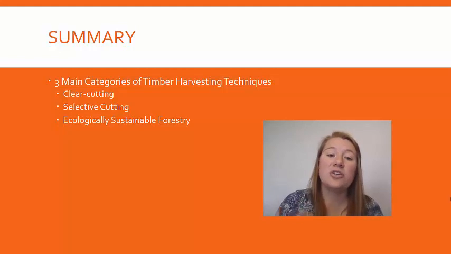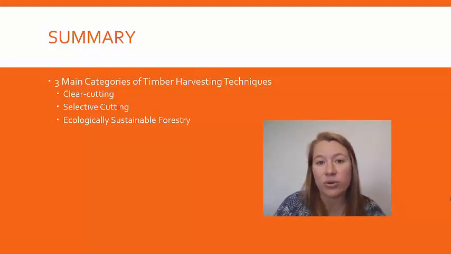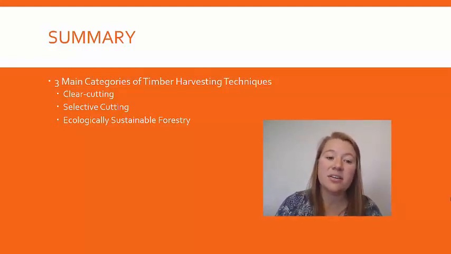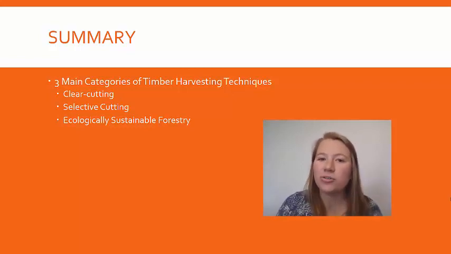Now, in summary, you do need to know those three main categories of timber harvest techniques: clear cutting, selective cutting, and ecological sustainable forestry. Make sure you know a little bit about each of them along with the pros and cons.